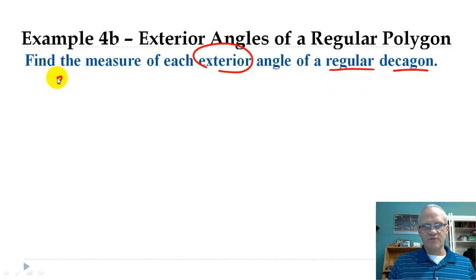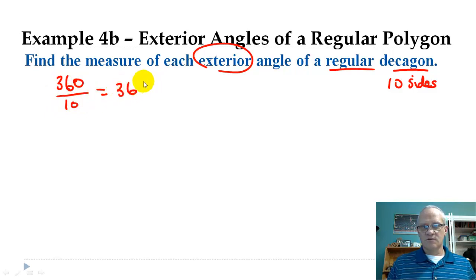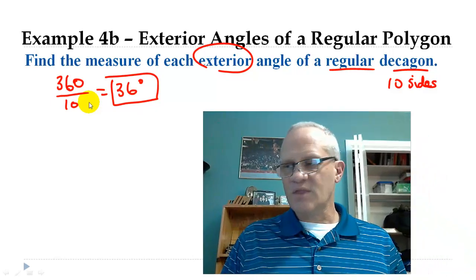So we know we're going to have a total of 360 degrees. Since this is a decagon, that's 10 sides. So all I have to do is take the total of 360 degrees and divide by 10. So this would be 36 degrees. Each exterior angle in a regular decagon would be 36 degrees. Remember before we had to figure out how many degrees were there for the interior angles and then divide by the number of sides. Now we just always divide 360 by the number of sides. That's it. All right, cool.